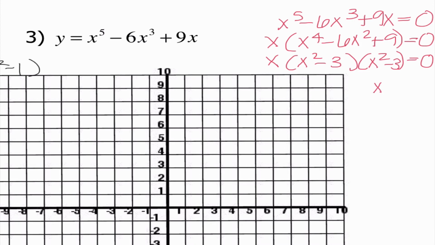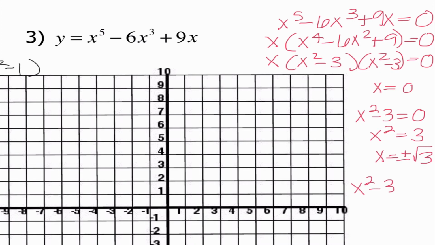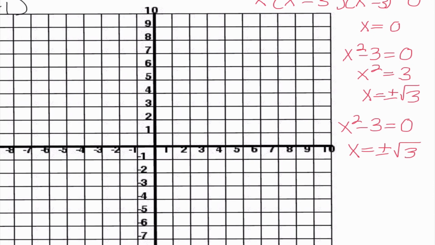So when I set these all equal to 0, I get x equals 0. X squared minus 3 equals 0, so x squared equals 3, and x equals plus or minus radical 3. And then I also have x squared minus 3 equals 0, so I get x equals plus or minus radical 3 again. And this time, I have some weird things going on here. I notice that I have what we call double zeros. That means I get the same answer 2 different times. And what that signifies to me on my graph is that we are going to have what we call a bounce. So it's going to bounce off of the x-axis.